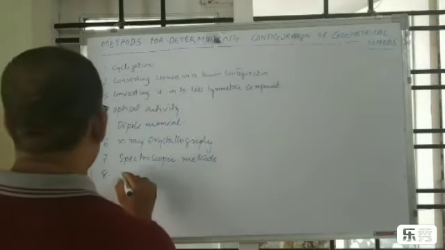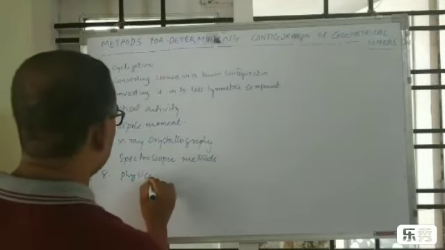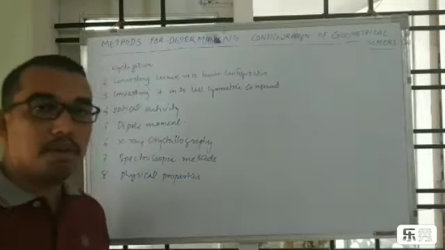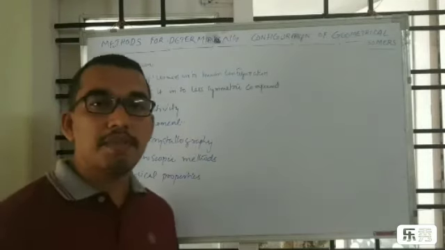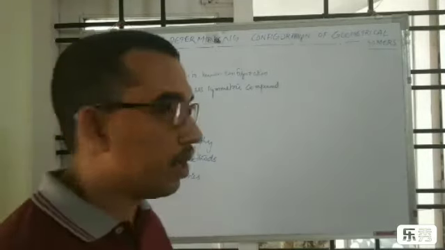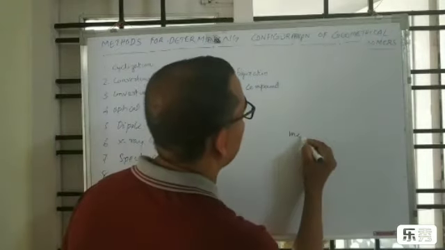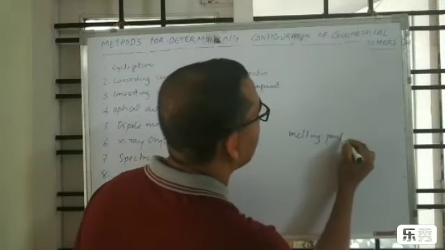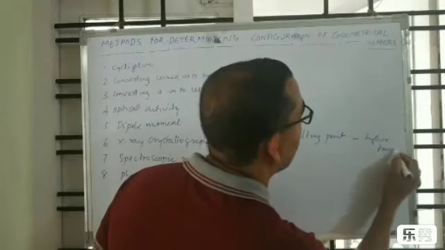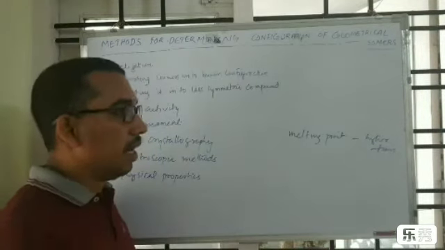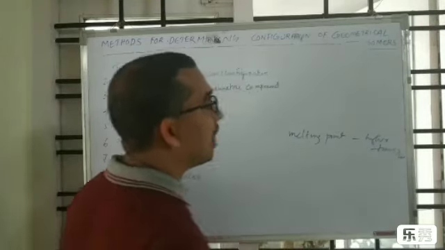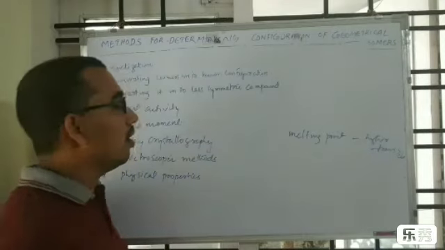Then the next method is physical constants, physical properties. In this method, different physical properties will generally be higher for the cis isomer than the trans isomer. But in the case of melting point, it is higher for the trans isomer than the cis isomer.